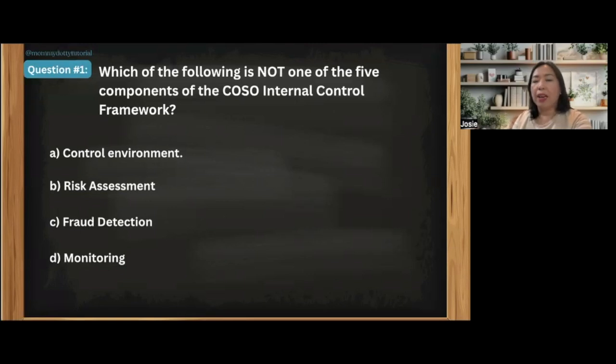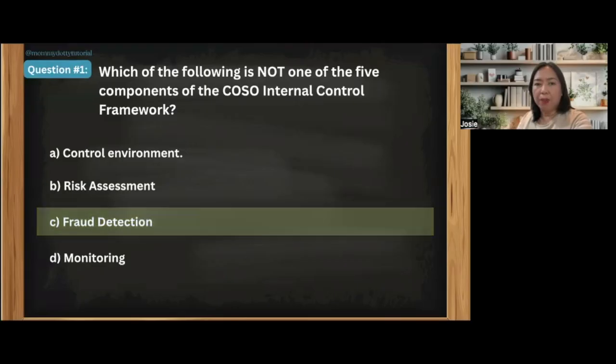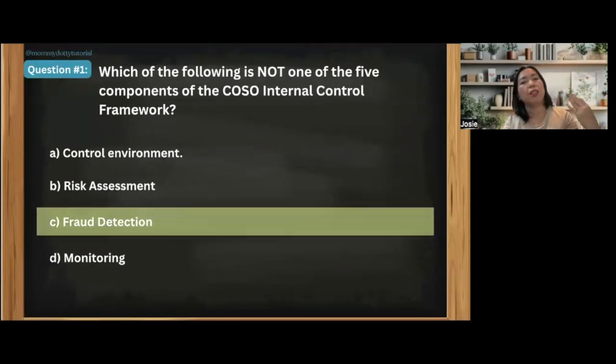All right. Okay, the answer for question number 1 is fraud detection. The COSO framework, remember, includes, okay, I'll repeat: control environment, risk assessment, control activities, information and communication, and monitoring. Fraud detection is an outcome of effective controls, not a standalone component. Okay, now let's go to question number 2.